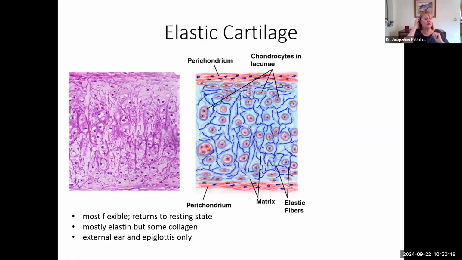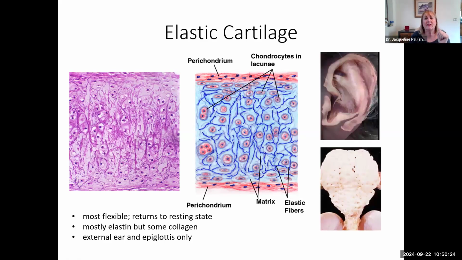We've got 3 places in our body where we can bend this and it returns to its resting state. The 2 places that you know about are your 2 external ears. And the third place is going to be part of your respiratory system. It's this thing that looks like a wooden spoon known as the epiglottis. You do not have to know that term for this test. We'll learn it when we learn about the respiratory system.